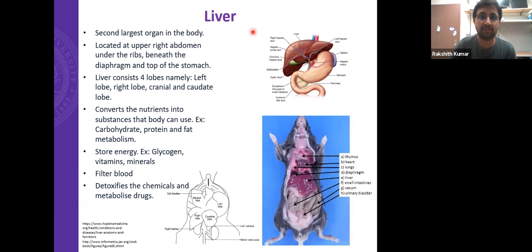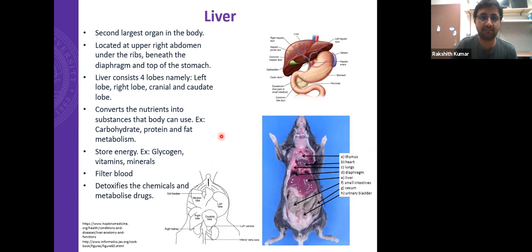The liver is the second largest organ in the body. It is located at the upper right abdomen under the ribs, beneath the diaphragm and on top of the stomach. In humans, but in mice, it is present in the ventral part of the body. It covers almost the whole peritoneal cavity in mice. The liver consists of 4 lobes, mainly the median lobe, caudate lobe, left lobe, as well as the right lobe. And for development of models, a few of the lobes like the left lobe and the caudate lobe will be dissected to make a partial hepatectomy.